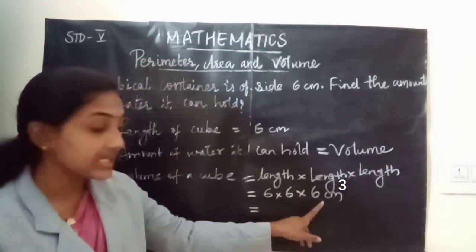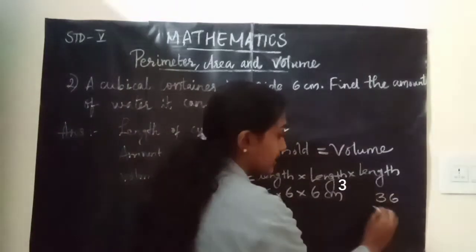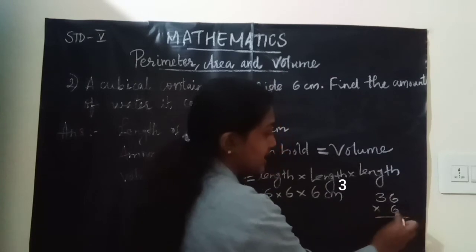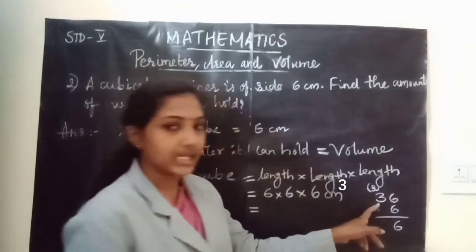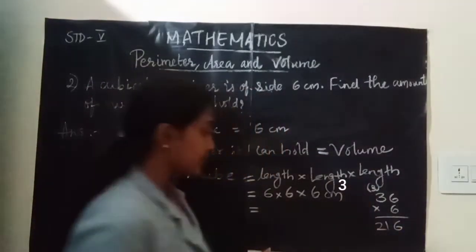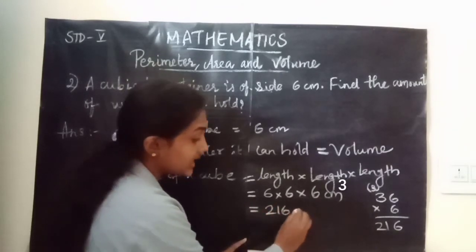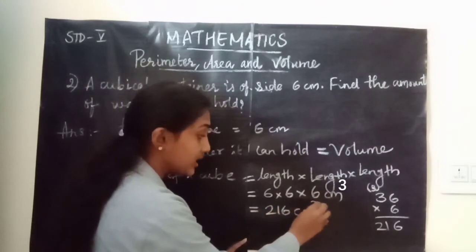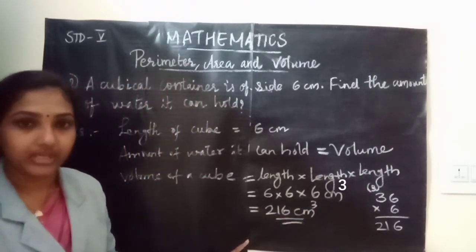Then we need 36 into 6, right? So 36 into 6, and it is 6 into 6, it's 36. 3 is here, 6 into 3 is 18. 18 plus 3 will get 21. Okay, so it is 216 centimeter cube.